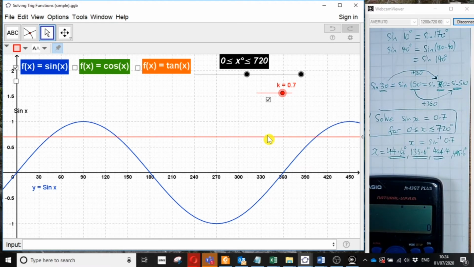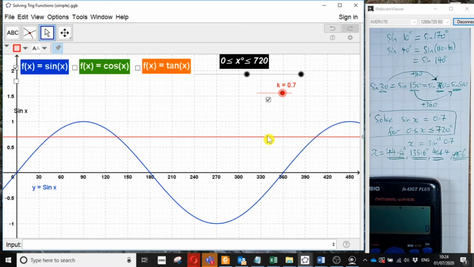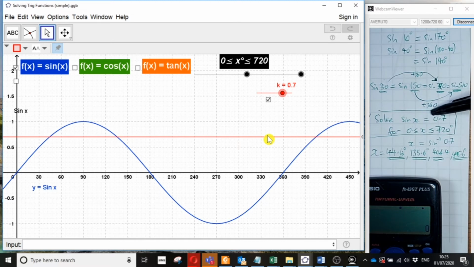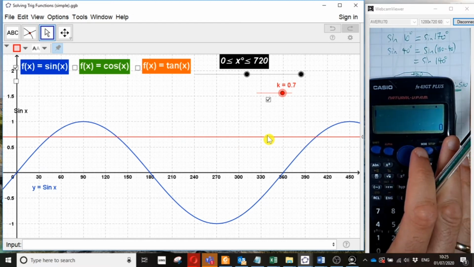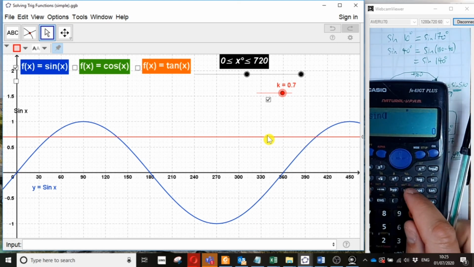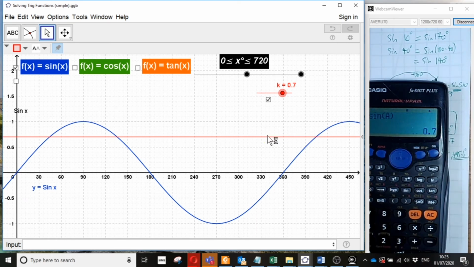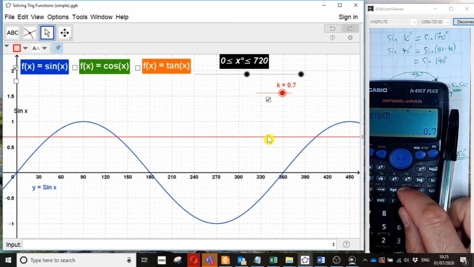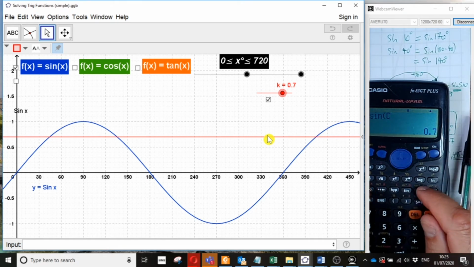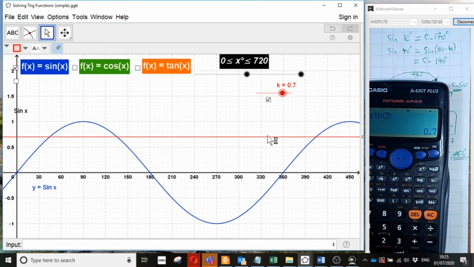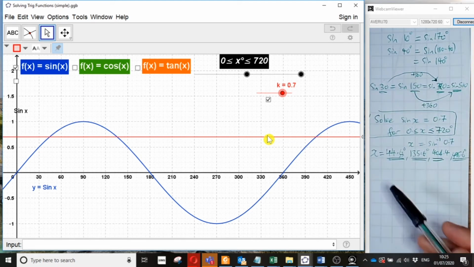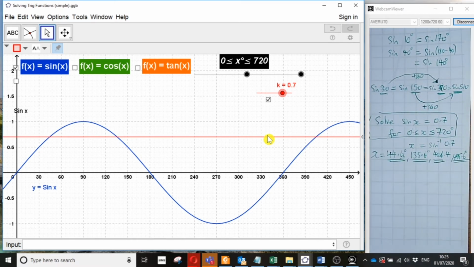Now you might say, why is he bothering to store all these? What a waste of time. It's not a waste of time because what I'm going to do now is check that all these values sine to give 0.7. So on my calculator I go sine alpha A equals, yes it gives me 0.7, sine alpha B, yes it gives me 0.7, sine alpha C, yes it gives me 0.7, sine alpha D, and that gives me 0.7 as well. So I know that those are the four answers. They all work.